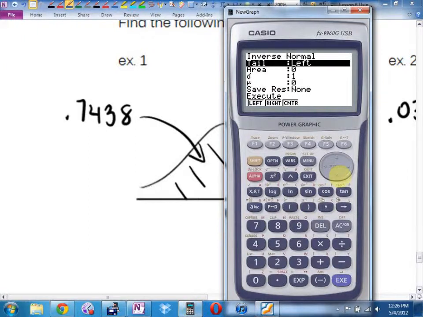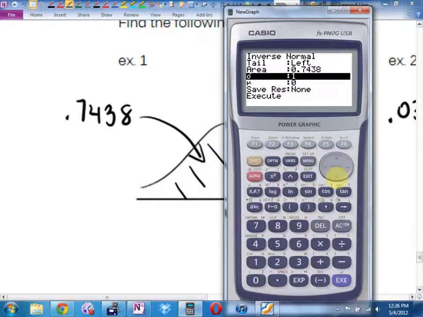Okay? What is the area that I gave you? 0.7438. Enter. What's the mean? Oh, this is the standard normal, so the mean is 0, the standard deviation is 1, so we'll just leave those. What's the z-score that goes with that? I think you have to go down, execute, and hit, is it calc? Or I think you can just hit the blue execute key.